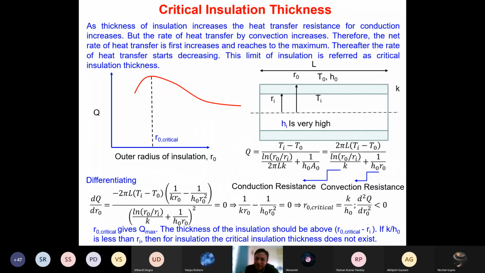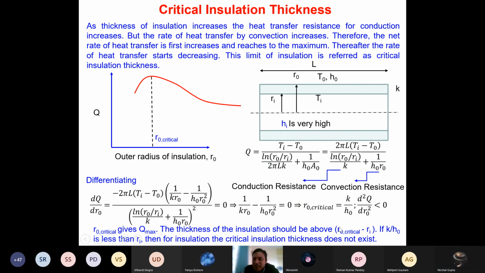Now another thing is that you will not always get the critical insulation. Sometimes, if you calculate k by h0 and it comes out to be less than Ri, what does it mean? If it is less than Ri, that means the critical insulation thickness does not exist for such cases. That's what it means. Is it clear to everyone?